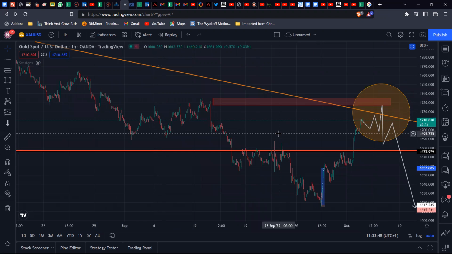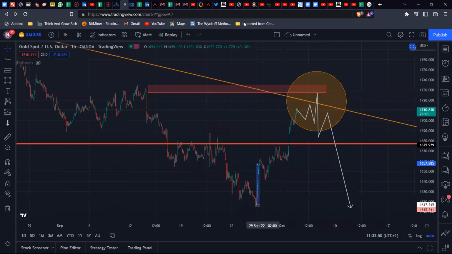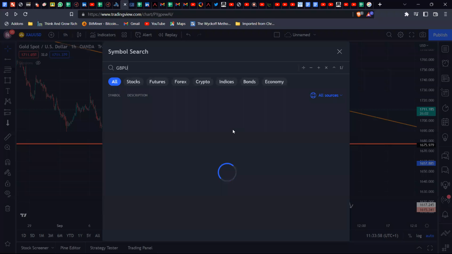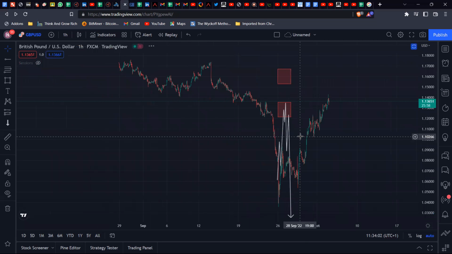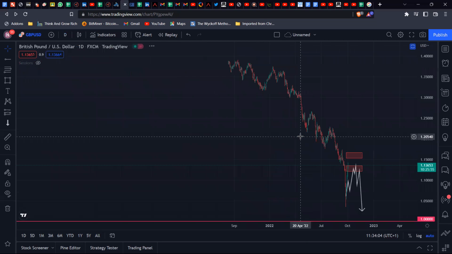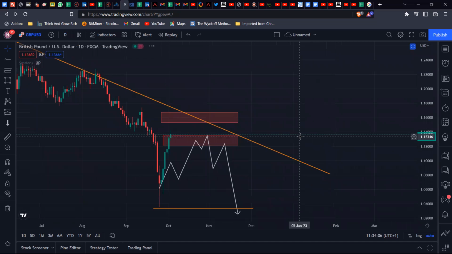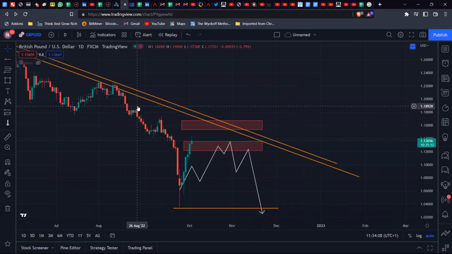I think we can take one more. I asked if you want me to look at any particular instrument, just type it in there and I'll look at it. But I think let's just quickly look at the GBPUSD based on request. So GBPUSD, I haven't really traded this one in a while. Okay, so yeah, the same thing.